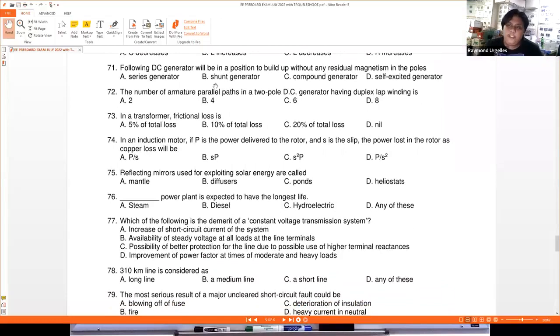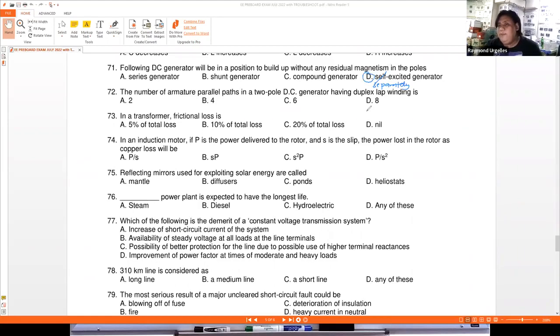Okay, so following DC generator will be in a position to build up without any residual magnetism. This should be separately excited. Pero base dun sa mga nakalagay sa choices, ito lang yung possible na maging separately excited. So dun sa choices natin, kaya yung sasagot natin dito is letter D.